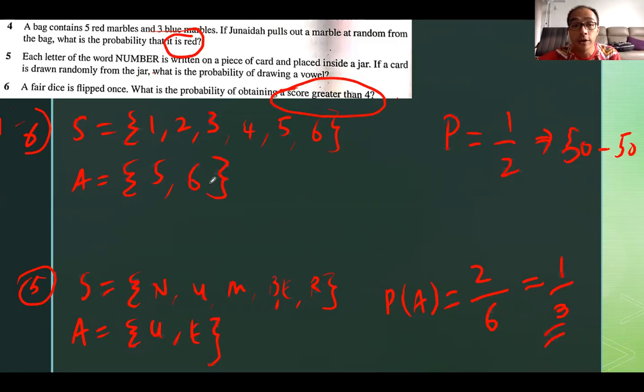Okay, we don't want 4. So the probability of getting this event: how many events are there? 2. How many is our sample space? 6. And once again, our answer should always be in simplest form. Okay, 2 out of 6.